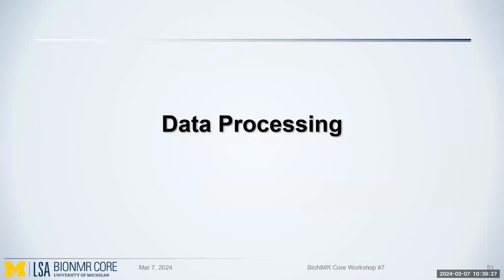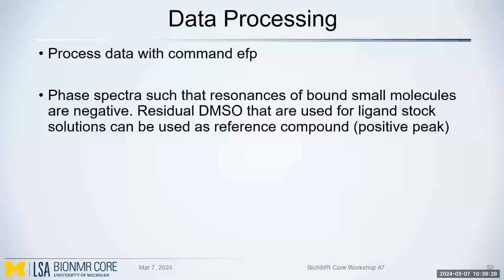For data processing, these are just 1D NMR spectra. You can process them first by Fourier transform using the command EFP. And then you need to phase the spectrum correctly. When phasing the spectrum, you want to make sure the bound small molecule signals are negative. You can use the residual DMSO peak in your NMR spectrum as a reference, so this DMSO peak will always be positive.